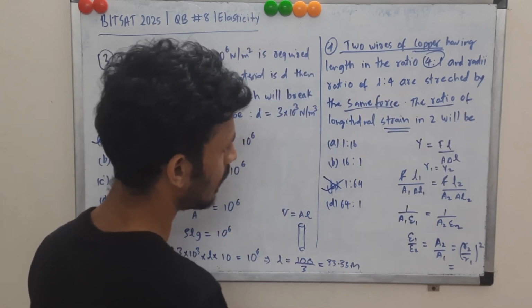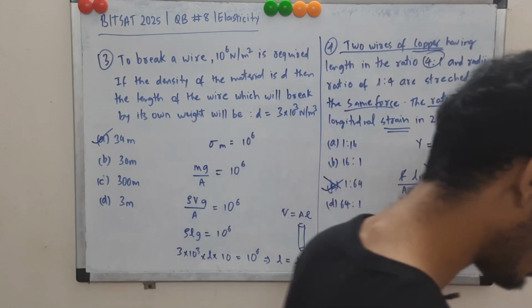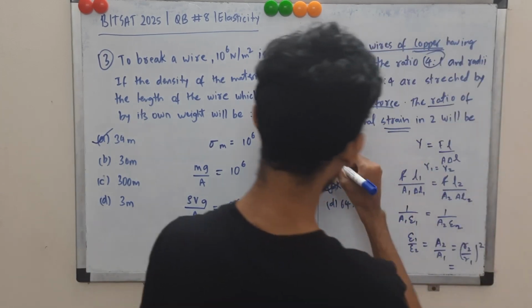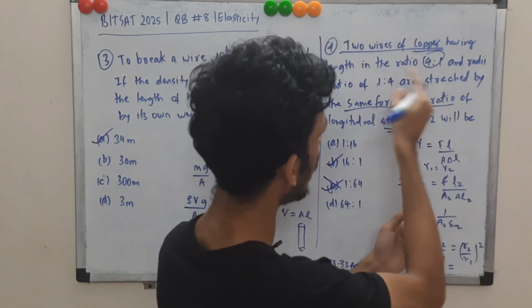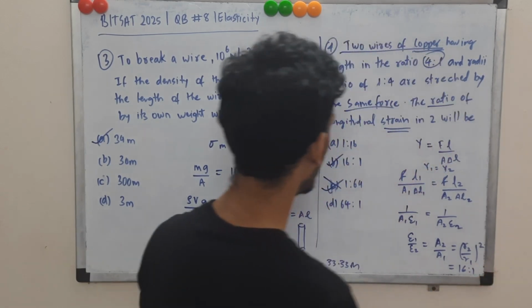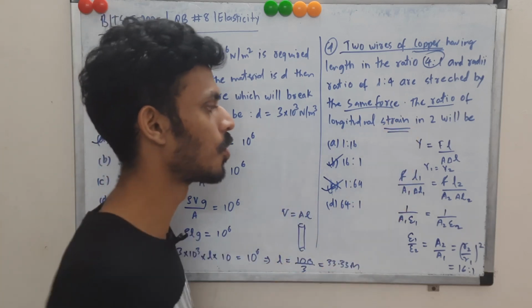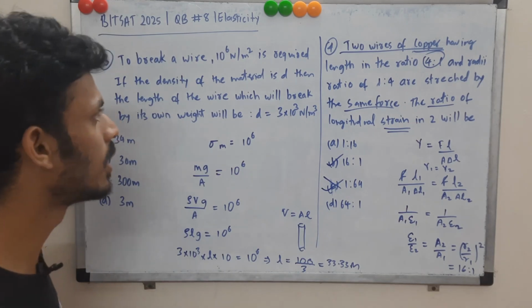So that will be, okay, it's R2 by R1. So 16:1. Let me check that. 16:1. Yes, it is correct. Okay, so R2 by R1, right? So inverse of this ratio, this R1 by R2, R2 by R1 is 16:1. That is correct. Okay, so option B is the correct choice, not C, because you are supposed to find the ratio of strain, okay, not the length. So that is about your question 3 and 4.